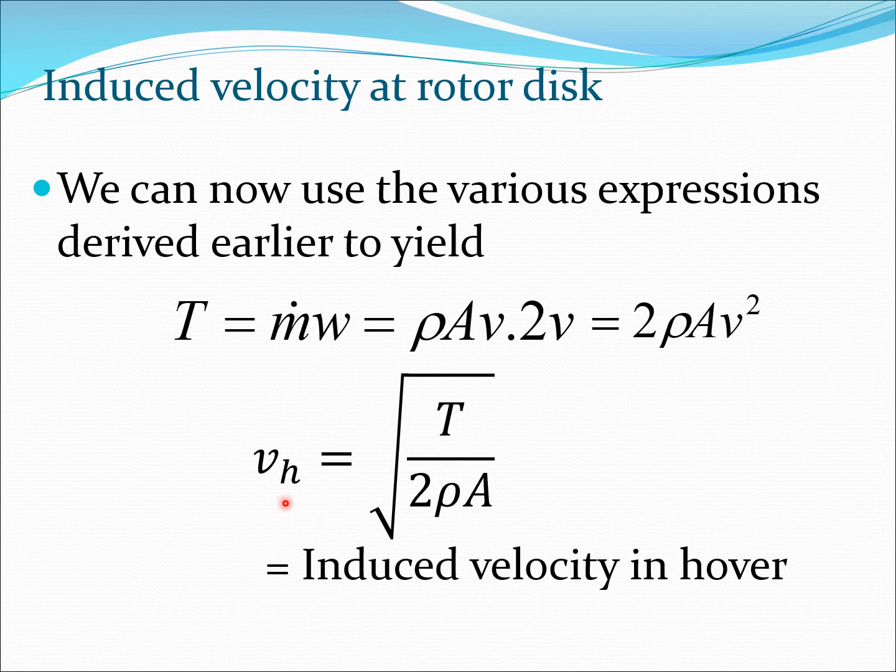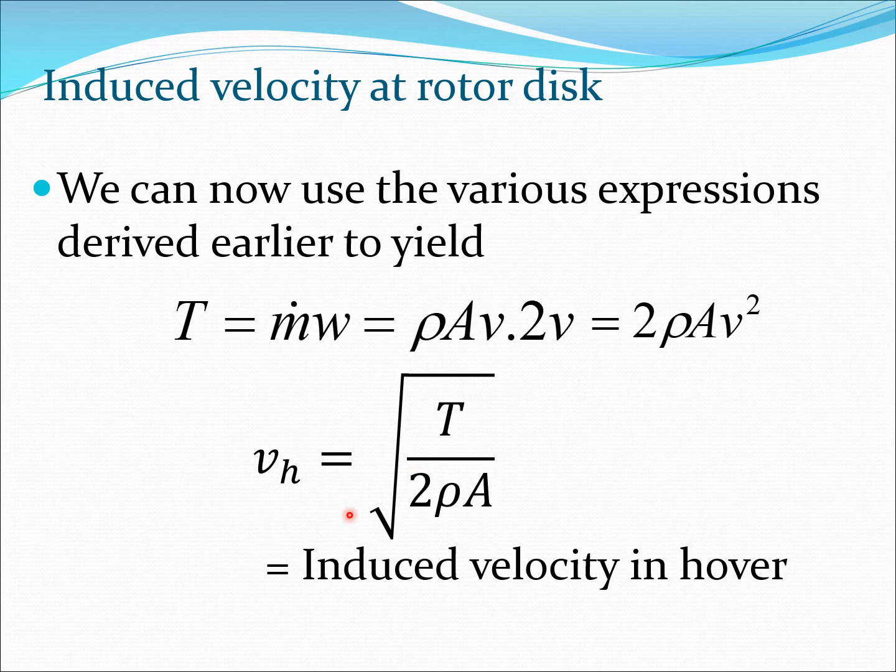We put the subscript h here to indicate that this is the induced velocity for hover condition, because of course this is going to be different in climb condition and in forward flight conditions and so on. So here v_h is root of T by 2 rho A. This is the induced velocity. Now this equation is extremely important, so one should memorize it, and it tells you a lot of things which we will discuss later.